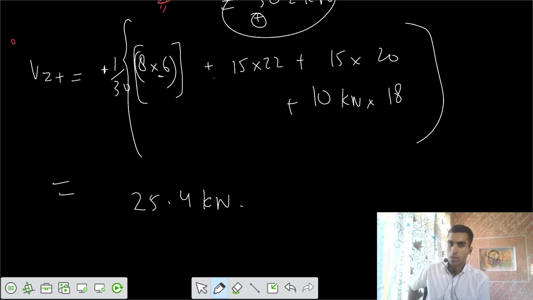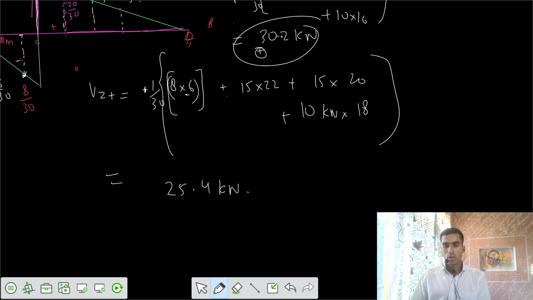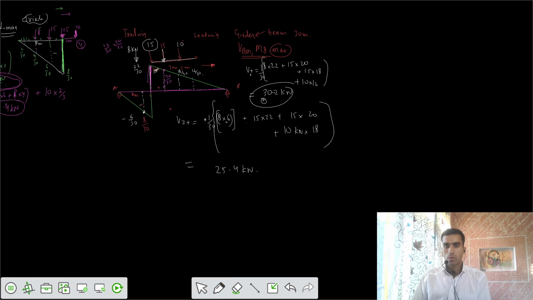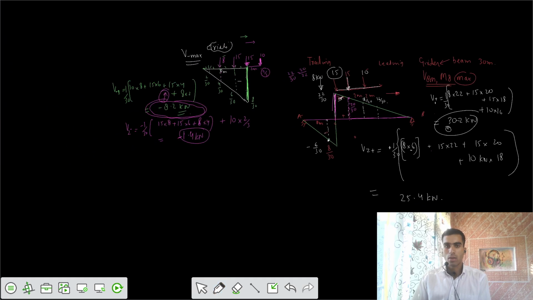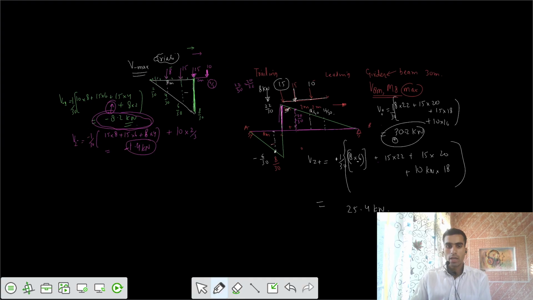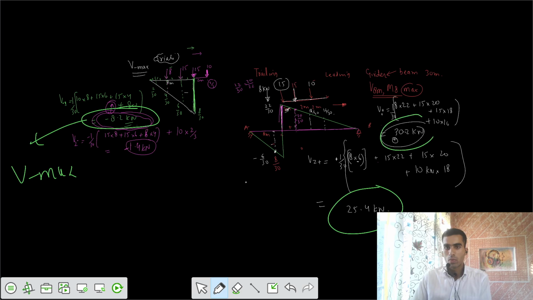25.4 kilonewton. So you got this one. And out of those ones, which one is the V positive maximum? We got V negative maximum 1. We got this one, V positive maximum, V negative maximum. And from this one we can get, out of these two, we say this one is your V positive maximum.